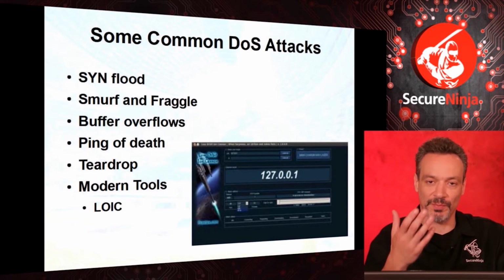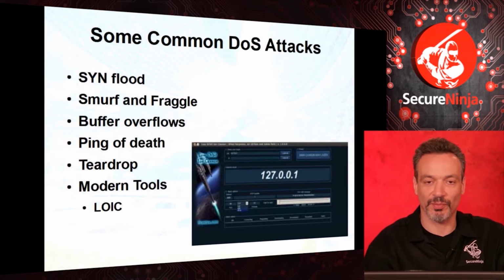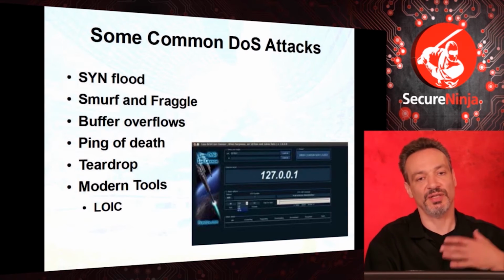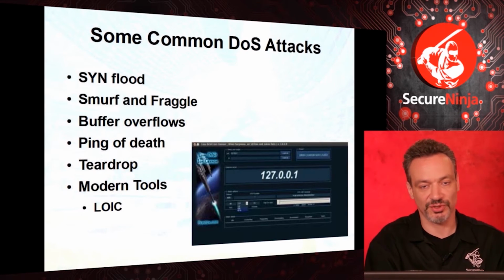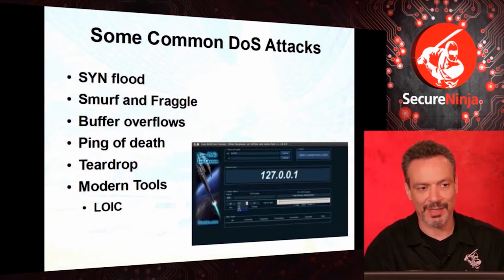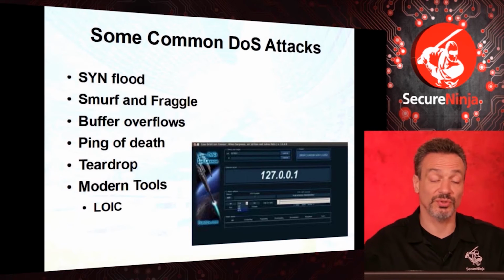WikiLeaks had some support from Anonymous and a lot of hackers, and they took down, did a massive denial of service attack against MasterCard, Visa, PayPal, and a number of sites, and they used this tool right here.